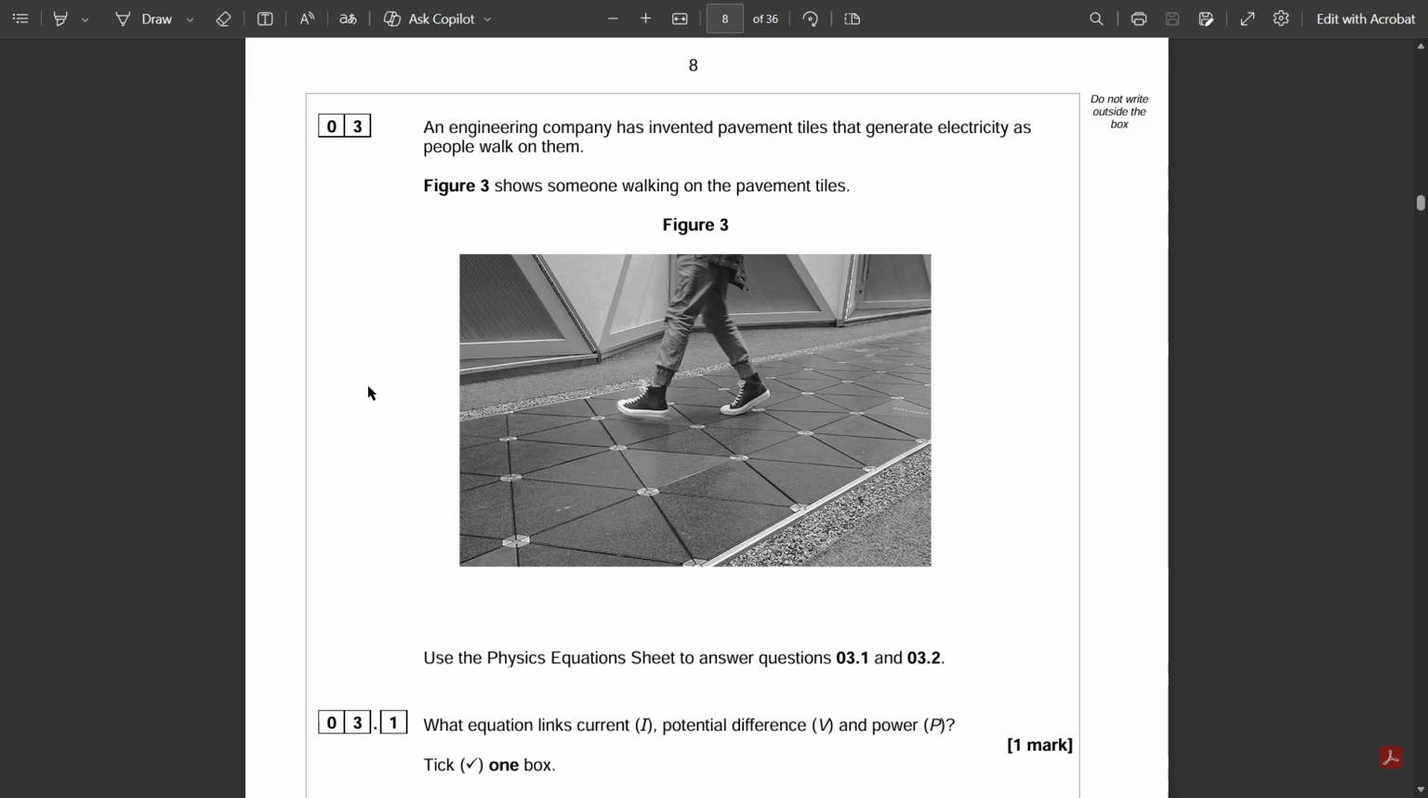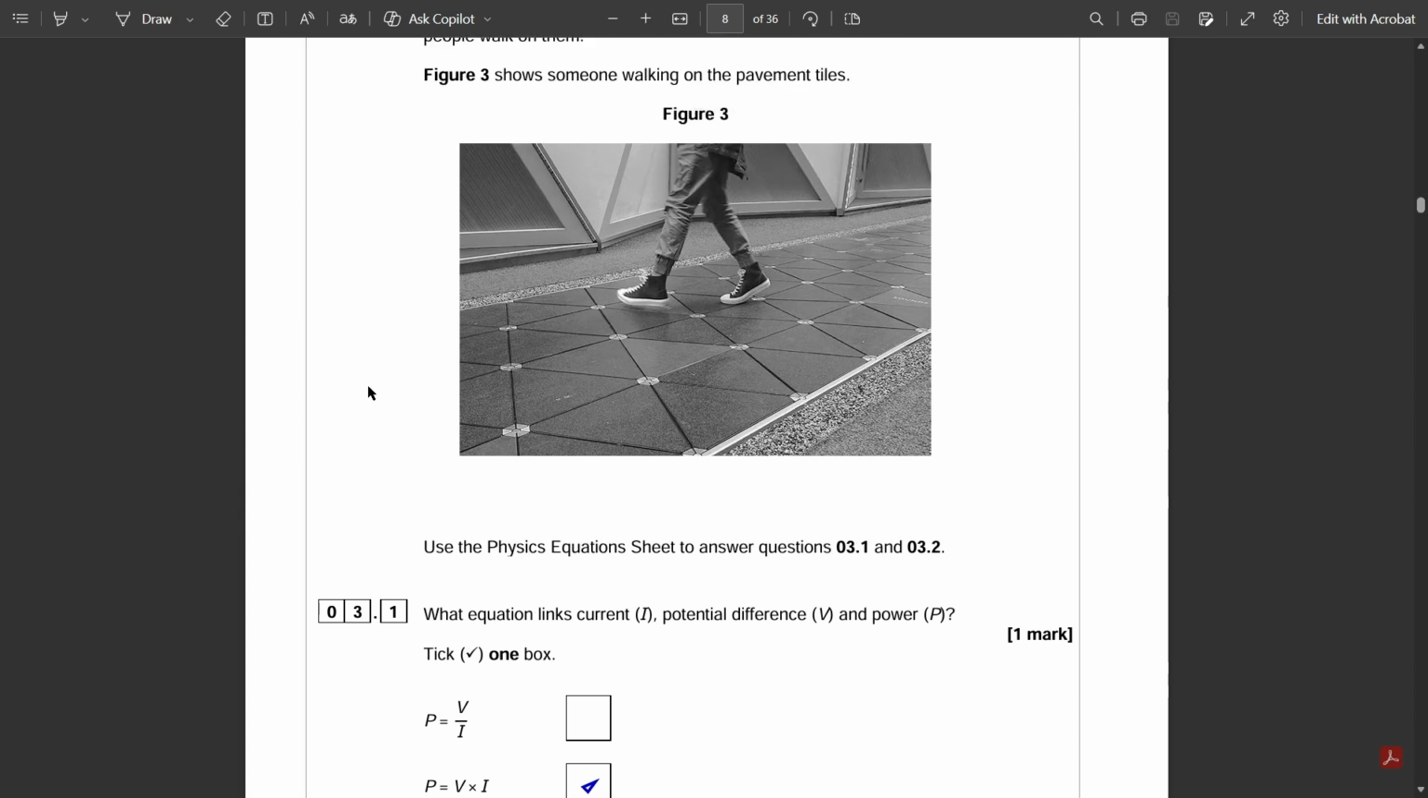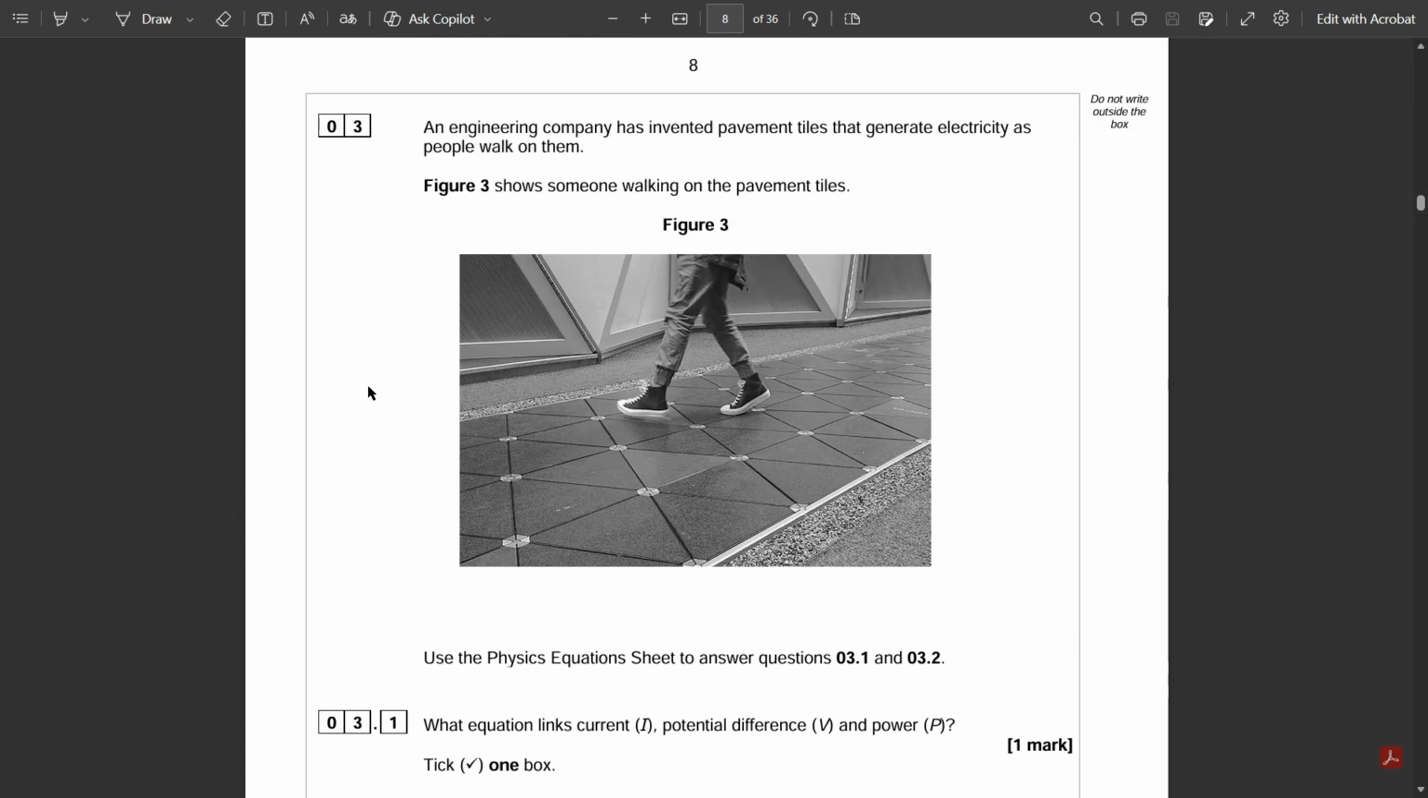Anyway, an engineering company has invented pavement tiles that generate electricity as people walk on them. Figure 3 shows somebody walking on the pavement tiles. Use the physics equation sheet to answer 3.1 and 3.2. If you've watched any of my past paper videos, from 2022 onwards the physics equation sheets cover all the formulae, and you can now use them for all the questions, which is great.